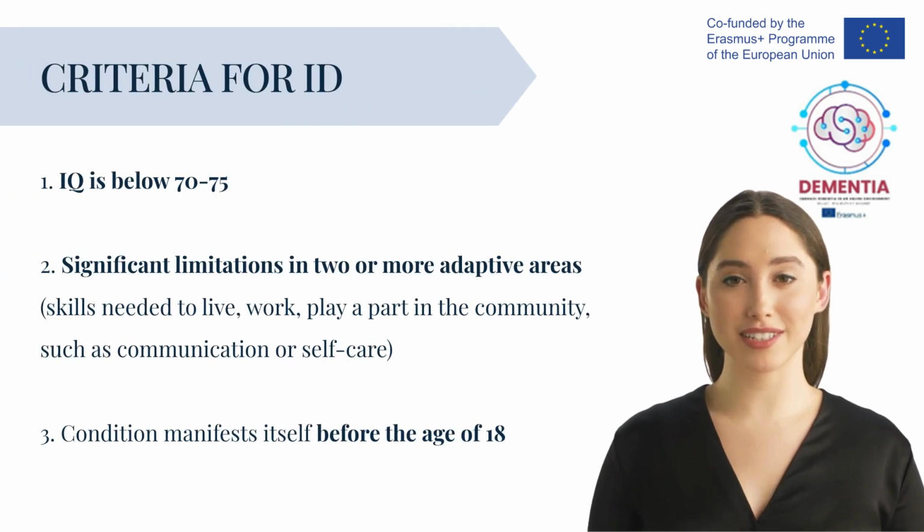Criteria for intellectual disability. Intellectual disability has 3 criteria. Number 1. IQ is below 70 to 75. Number 2. There are significant limitations in 2 or more adaptive areas, which are skills that are needed to live, work, and play a part in the community, such as communication or self-care. Number 3. The condition manifests itself before the age of 18.